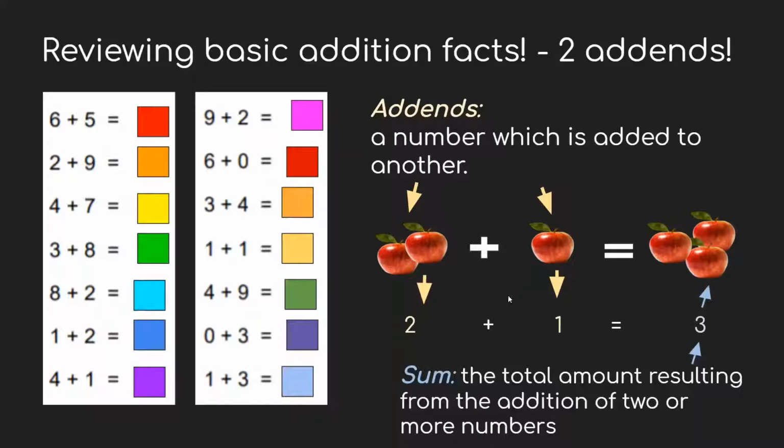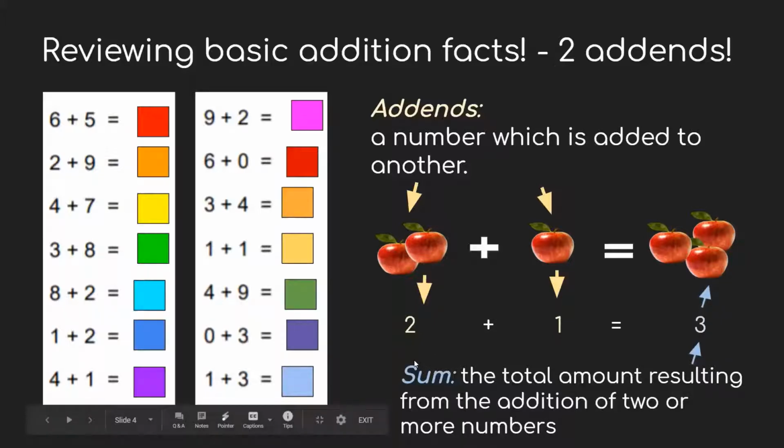Putting this into number form, our 2 is going to be an addend, and our 1 is going to be an addend. And then our sum, which is the total amount resulting from adding the 2 and the 1, will be 3. Take a moment to pause this video right now and try to solve these practice problems on the left at your own pace.